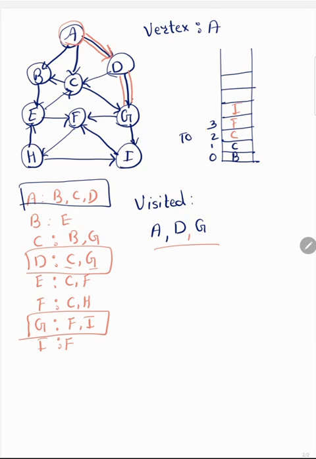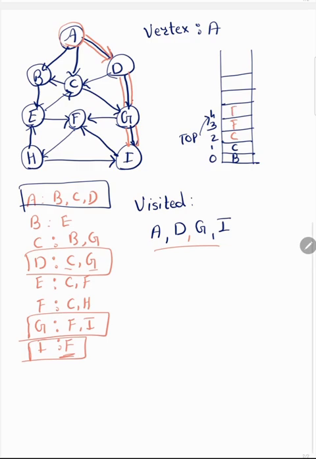Now my top will point to this 4. Again, I need to pop the topmost element. The topmost element is I, I just need to mark it as visited. So it is visited, I'll make a mark over here as well. Then I need to go for the adjacent of I, that's F. F is not yet visited, so I'll push it to the stack. So I have that F, and I just need to pop out the F.